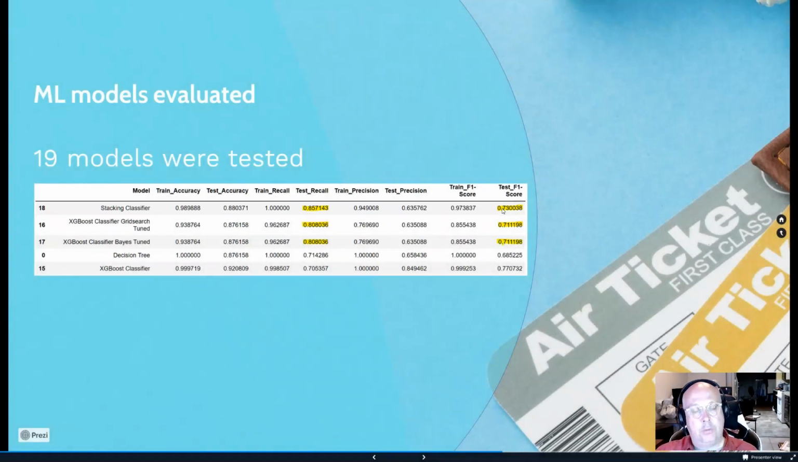Now that I've chosen the top machine learning model, let's see how the model performed with data it hasn't seen before.